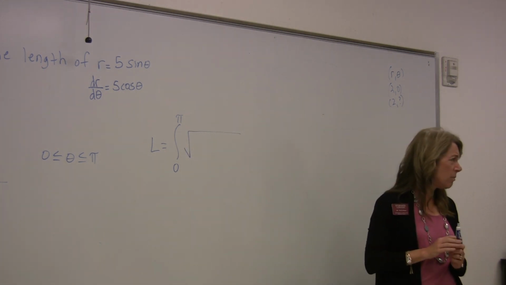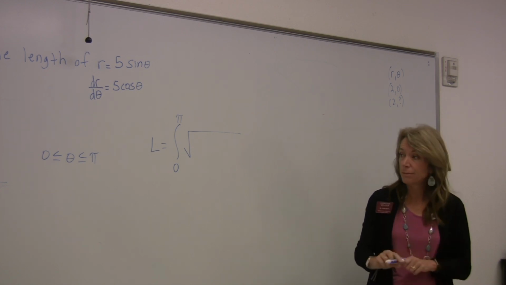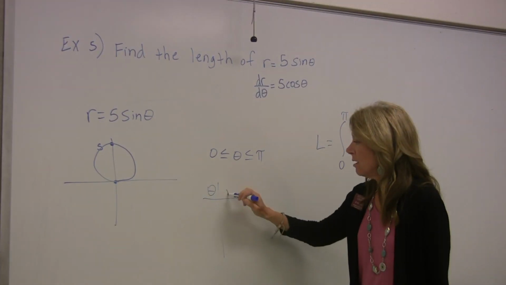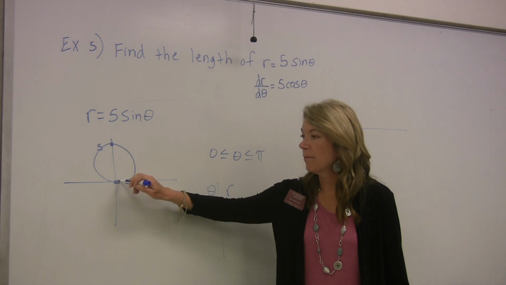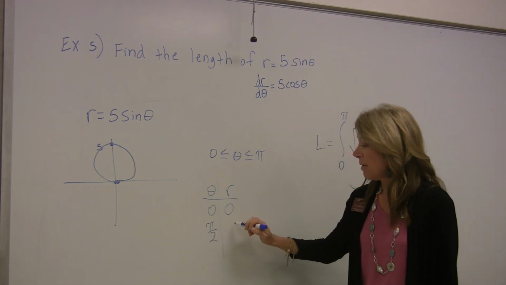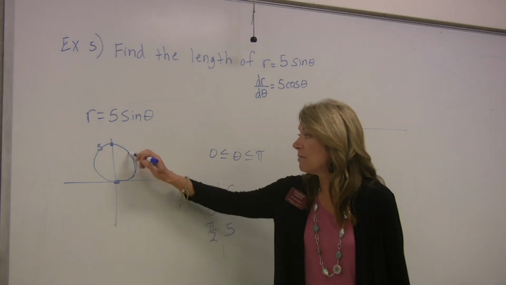Everyone okay on why it's 0 to pi? You're saying no back there, Tiger? I'm not sure. Quick. So if it's 0, I'm at 0, so that's the starting point. By the time I get to pi over 2, I'm up there at 5. So 0 to pi over 2 graphs this piece right here.